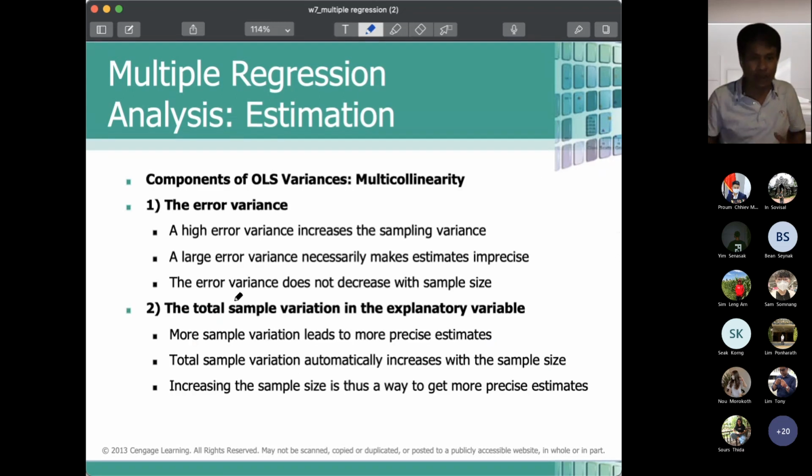So the only thing you can do to make sure that you obtain a correct, unbiased error variance is to make sure assumptions 1 to 5 are met. That is the way.